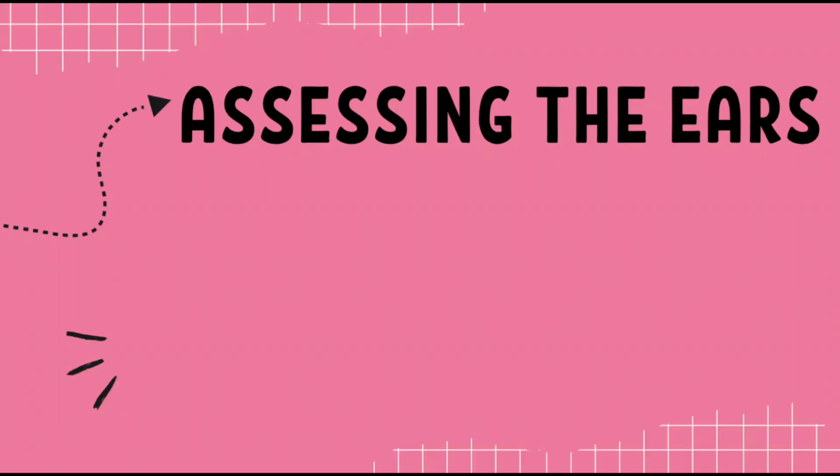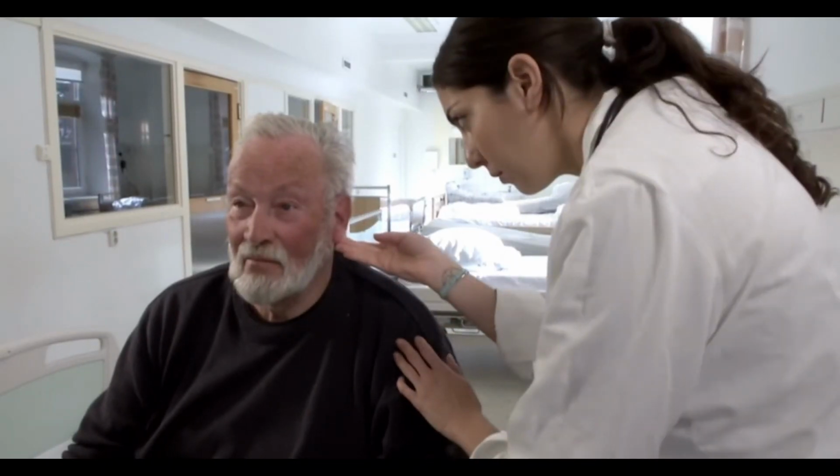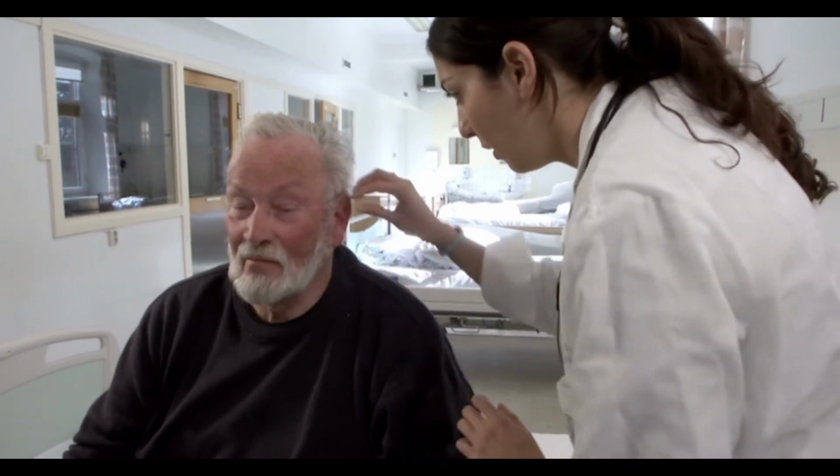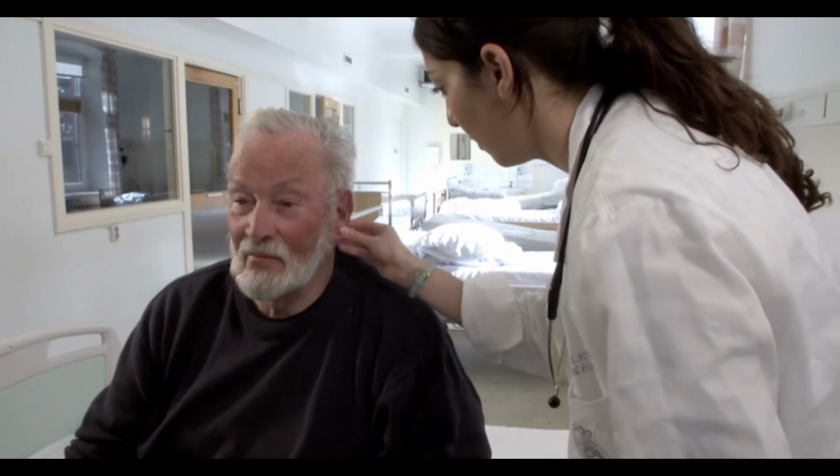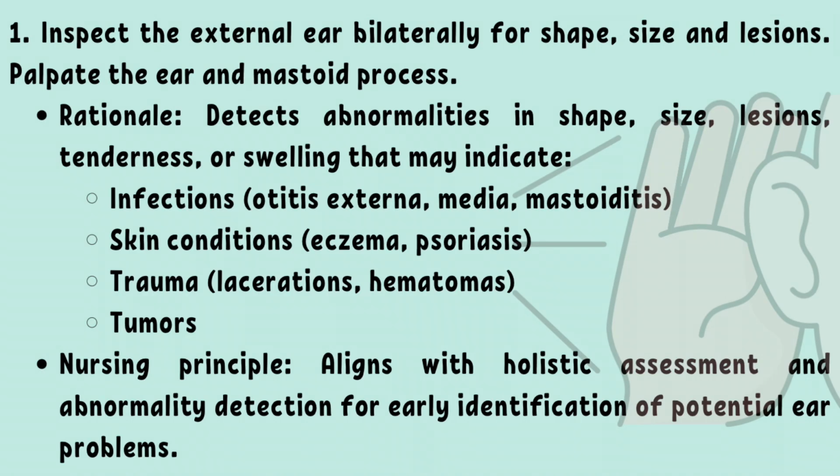Assessing the ears. 1. Inspect the external ear bilaterally for shape, size and lesions. Palpate the ear and mastoid process. Rationale: detects abnormalities in shape, size, lesions, tenderness, or swelling that may indicate infections: otitis externa, media, mastoiditis.